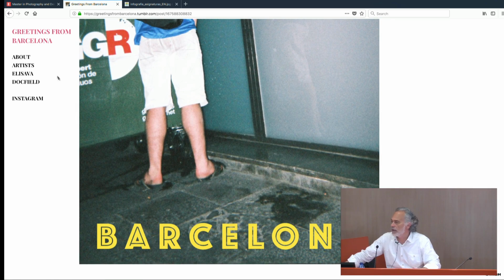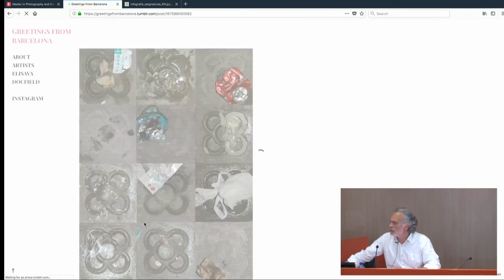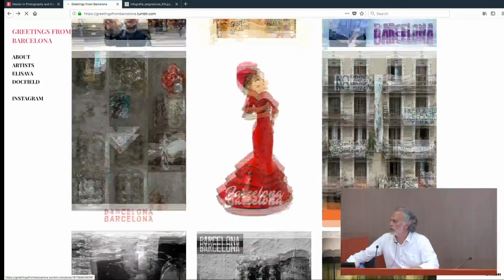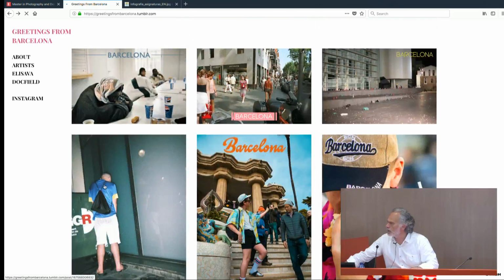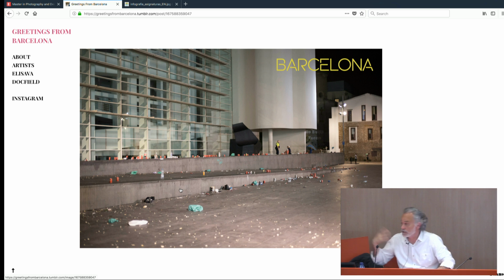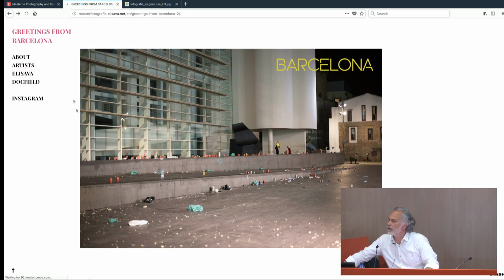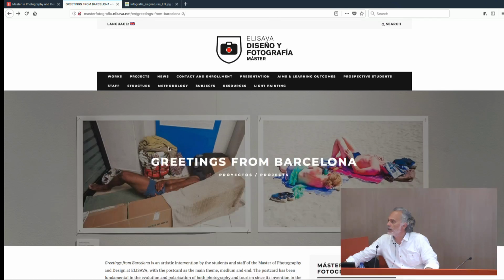So all the images, as you can see, are images that you don't expect to find in a postcard. And they were exactly the same size, exactly the same format. On the other side, you don't have here the other side of the postcard. So we did this installation in different places in Barcelona where we put these postcards, and then we also did this exhibition here in Elisava, in the gallery.